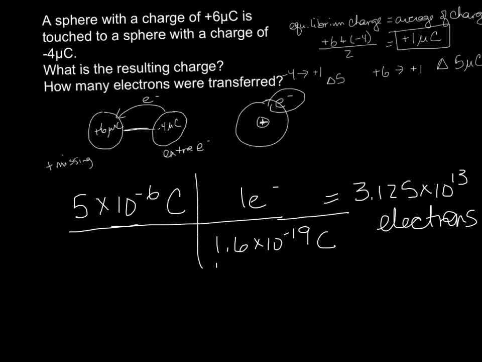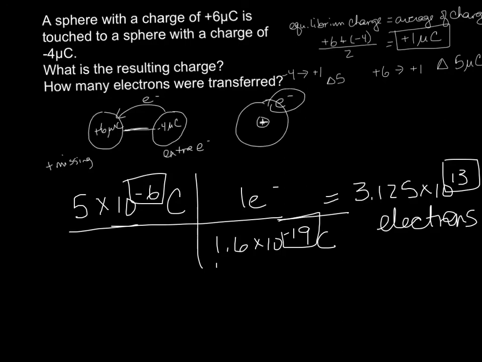Now here's a little hint, let's look at the powers of exponents. When we divide, we subtract. So negative 6 minus a negative 19. That's negative 6 plus 19, which is 13. Hey, look, that's what we got, 13. So we should get 12, 13, 14, somewhere around there for our power. Here's a little hint: you will never get a 10 to the minus electrons, because you can't have part of an electron.